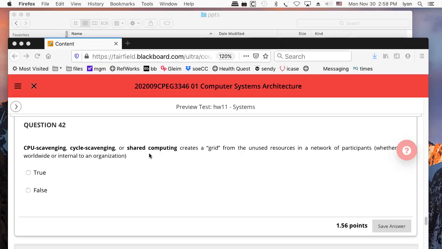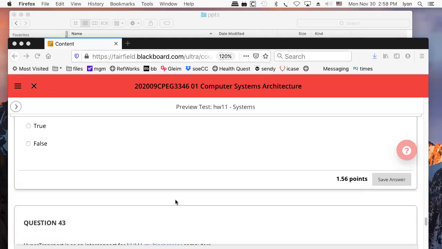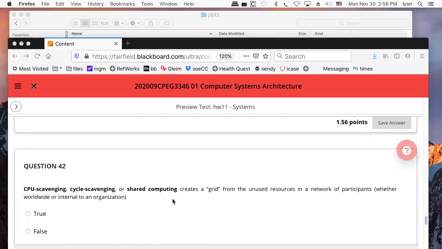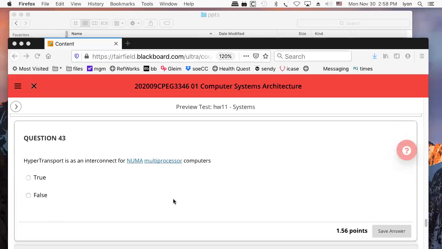That is, I'll call it a strategy, CPU scavenging or cycle scavenging. So that's true. So now we're up to 43.